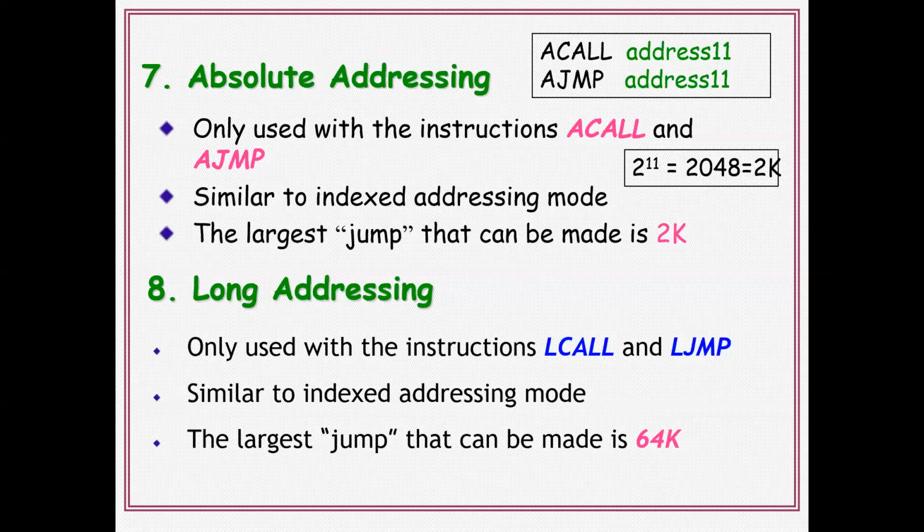And the last one is long addressing mode, only used with the instructions LCALL and LJMP. Similar to index addressing mode, the largest jump that can be made is 64K because we support a 16-bit address. So 2 power 16 is 64K. So that is about the 8051 microcontroller.